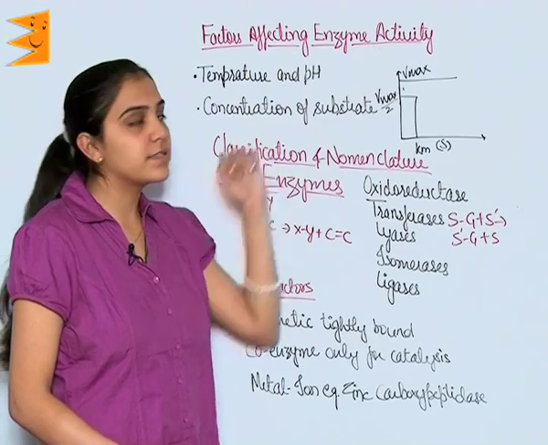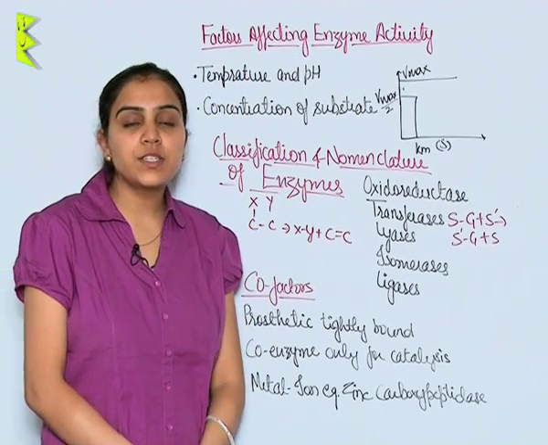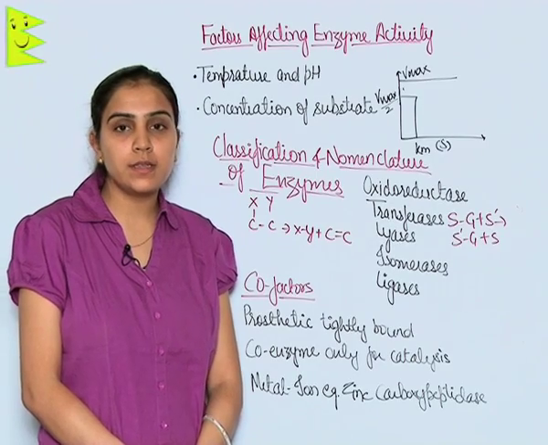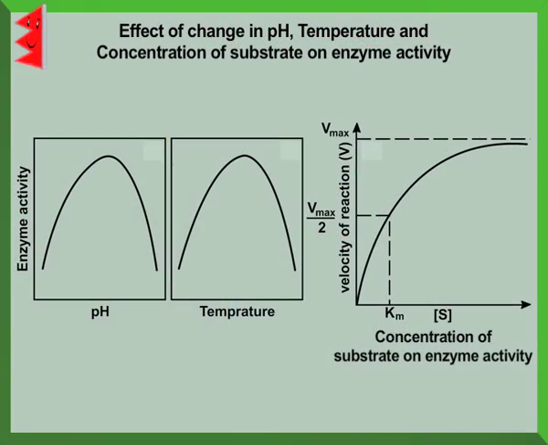Factors affecting enzyme activity. Temperature and pH. As you can see in the diagram, for every enzyme there is an optimum temperature and pH at which it is highly active. If that optimum pH or temperature is altered, the enzyme will lose its activity.